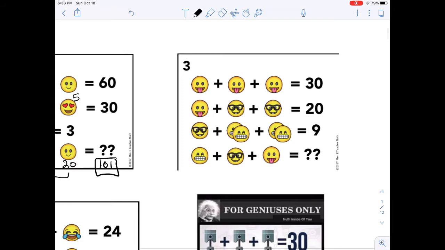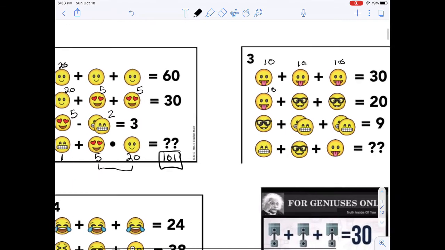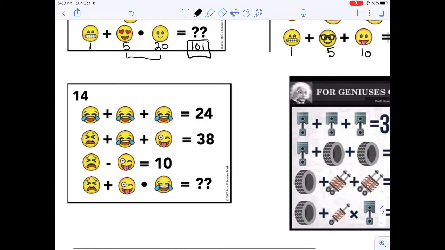Number 3, why don't you try that one? So pause the video and see if you can get it right. All right, so I think that one is 16. Okay, so we're going to have 8s again. So again, you can pause, see if you can get it right. These are great puzzles.